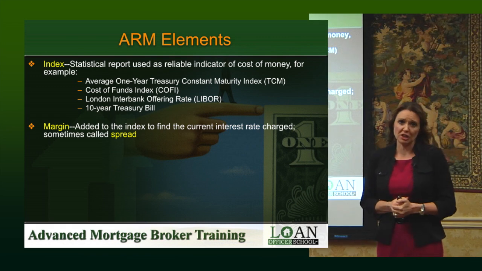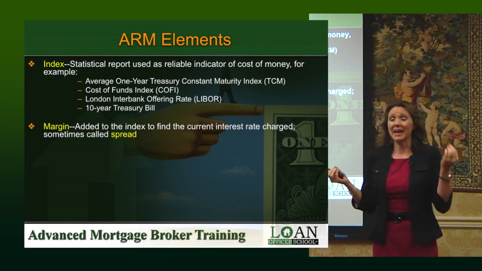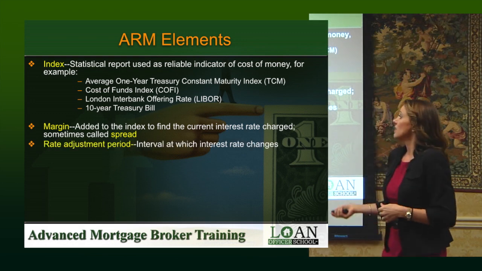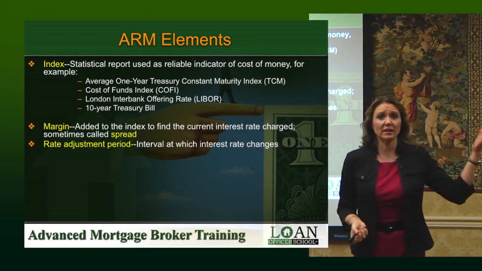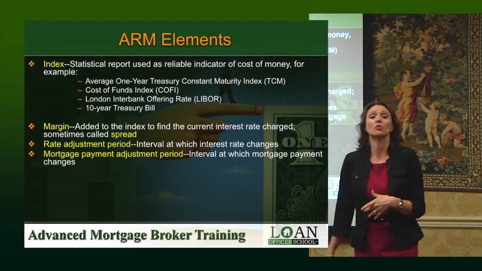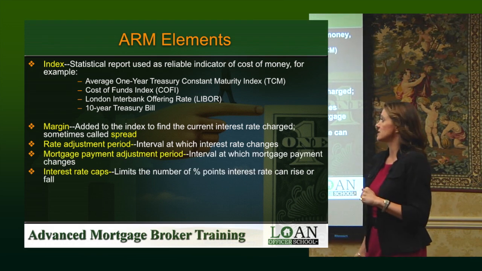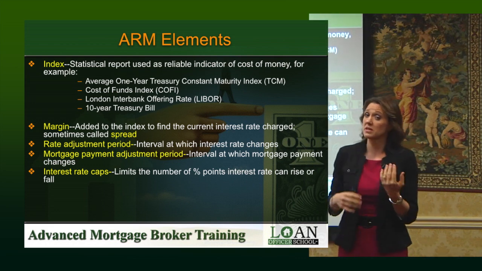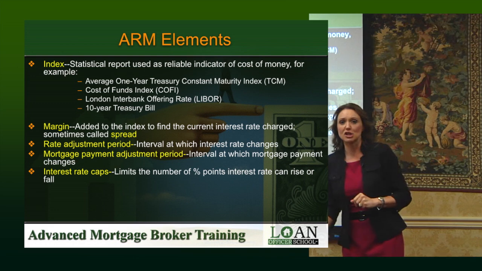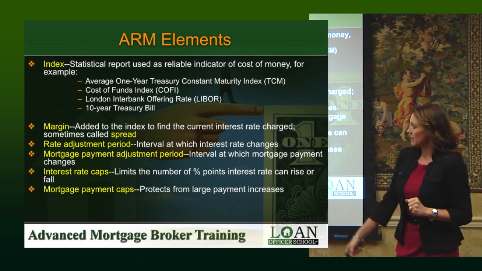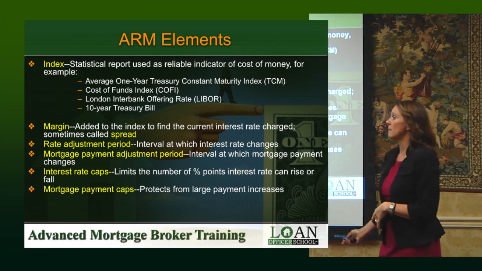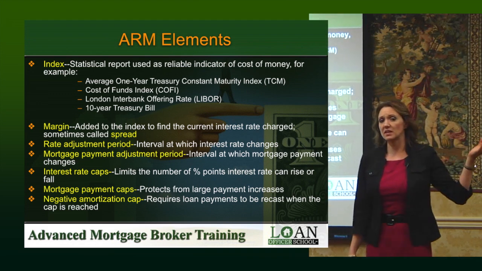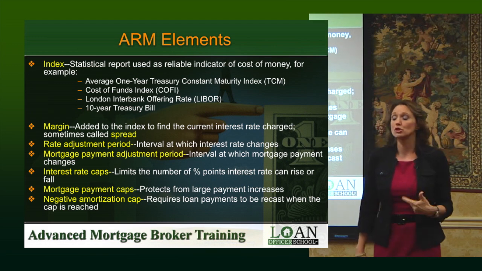Now you've got a margin. The margin is added to the index, and that's going to determine your interest rate. Then you've got a rate adjustment period. When is my rate going to adjust, which coincides with when is my payment going to adjust. Interest rate caps: how much can a rate increase or possibly even decrease at each adjustment period? Mortgage payment caps, again, when can they change and how much can they change? And negative amortization caps: how much interest can I defer before I'm no longer allowed to defer?